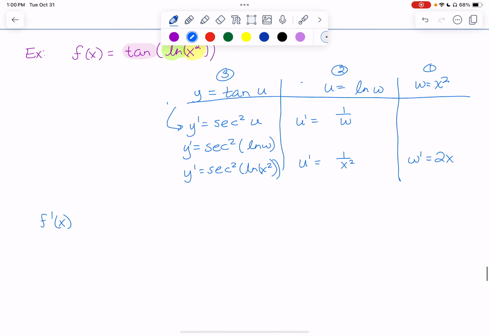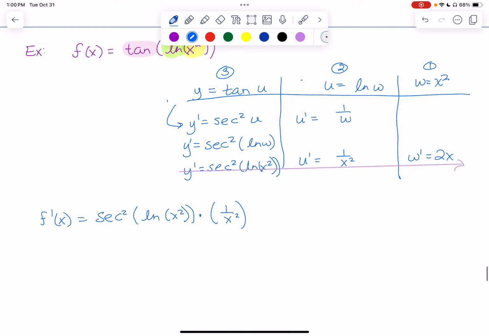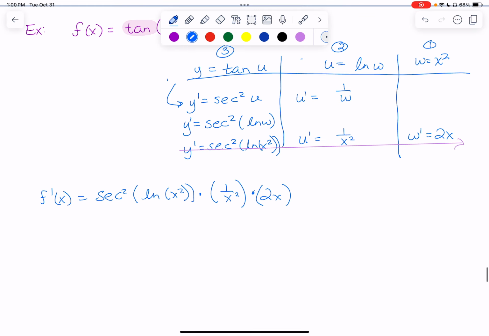I have my derivative of f is equal to, and remember, I'm going to go straight across here. So I'm going to have a secant squared of the natural log of x squared. That's my first term. All times this 1 over x squared term, that's my u prime, all times a 2x. That's my w prime, or my derivative of w.